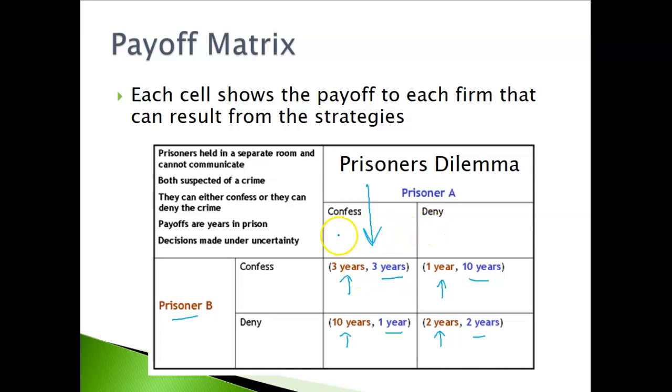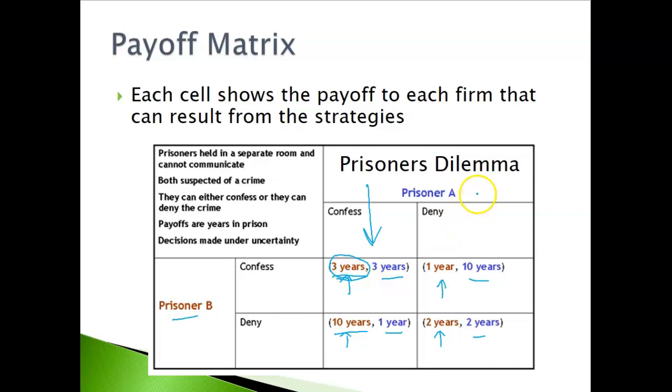So if prisoner A confesses, prisoner B has a choice. They could confess, and they would get 3 years in prison. If they deny, they will get 10 years in prison. Which sounds better to you, spending 3 years in prison or 10 years? Let's assume 3 is the best choice.